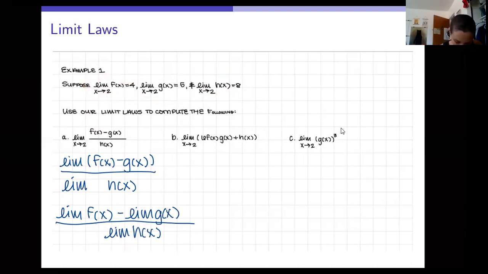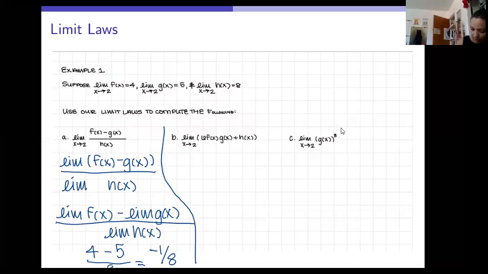So the limit of f of x as x approaches 2 is simply 4. The limit of g of x as x approaches 2 is 5, so we've got 4 minus 5 over the denominator, which is going to be 8. 4 minus 5 is -1. Our limit is -1 over 8. And I'll go ahead and draw a line like that.